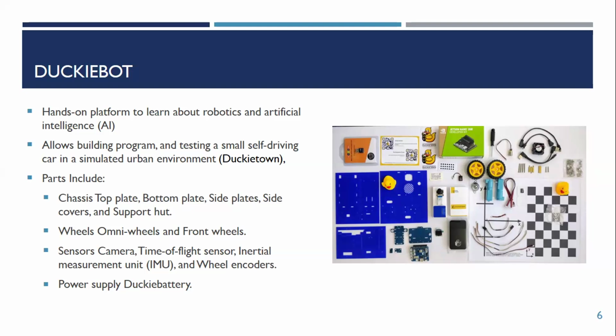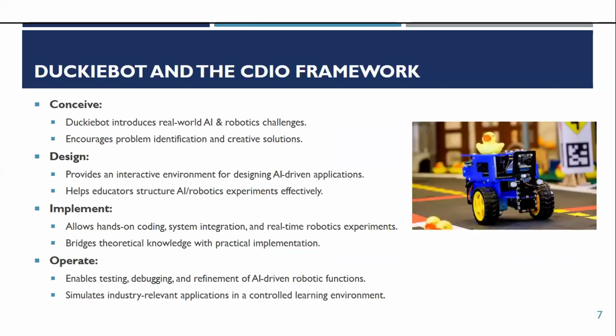Then we have wheels. We have two omni wheels and a front wheel. We have a few sensors like a camera, time-of-flight sensor, inertial measurement unit (IMU), and the wheel encoders. We also have a power supply, that is the Duckie battery. The other parts include the motor mount, front bumper, back bumper, and screen. As you can see in the image, we have the shutdown button as well, a Wi-Fi dongle, and all the typical elements of any robot. This is how the Duckieboard looks at the end when we assemble it.